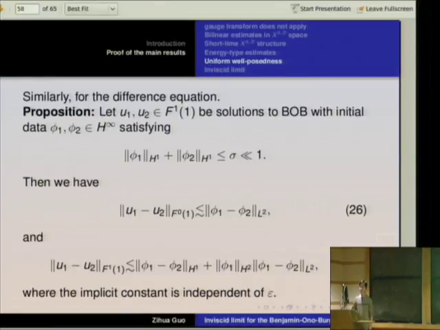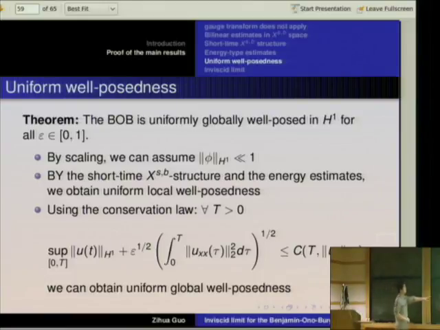Okay, so here is the a priori bound of the Bo-Burgers equation. Here you have one more bound. Okay. Then we recall how we prove the uniform global well-posedness. First, by scaling, we assume the initial data is of very small norm. Then, by the energy estimates and the short time XSB structure, we obtain uniform local well-posedness. Then, using the conservation law, we obtain uniform global well-posedness. That's how we do this.